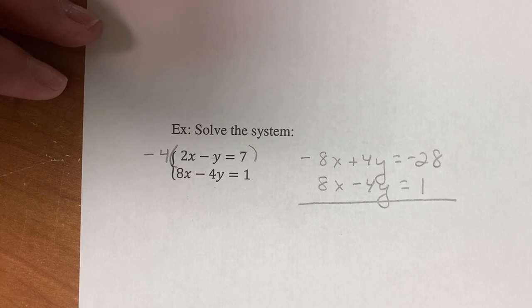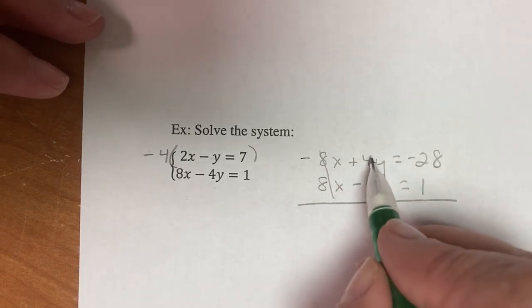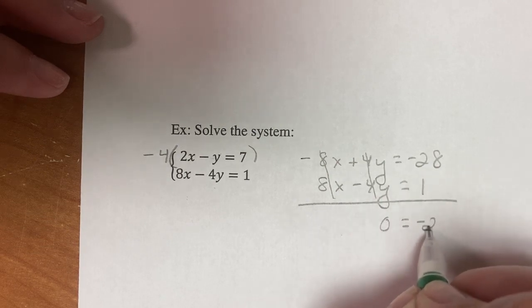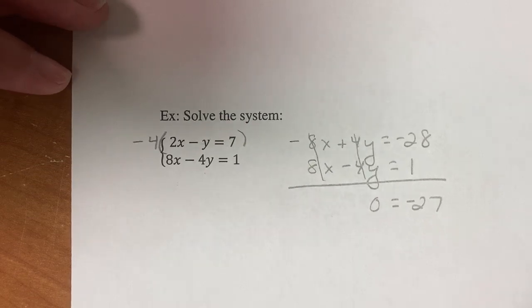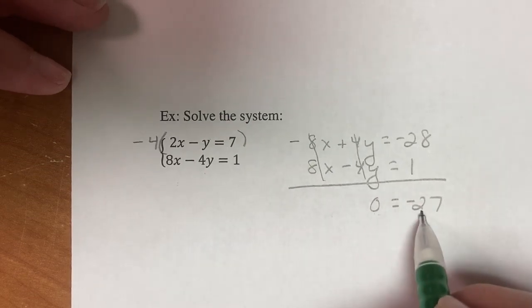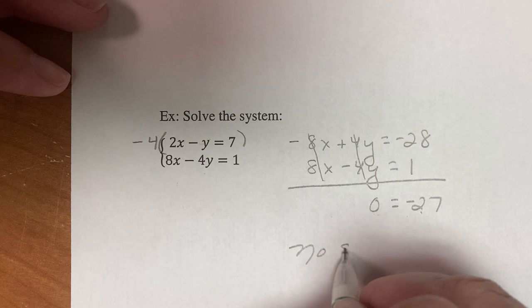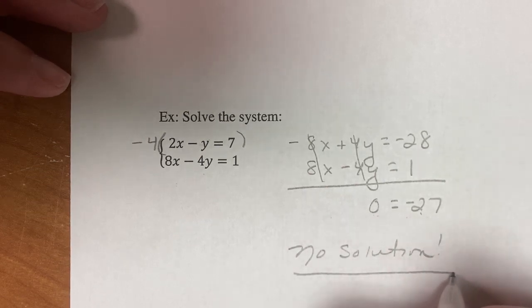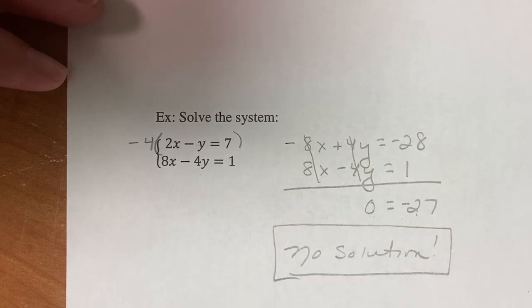Now look what happens when I go ahead and add these. Those drop out. Those drop out. I have 0 equals -27. What does that mean? It's a false statement. If it's a false statement, it means that these two lines are parallel and there is no solution to the system. So there's the addition method.